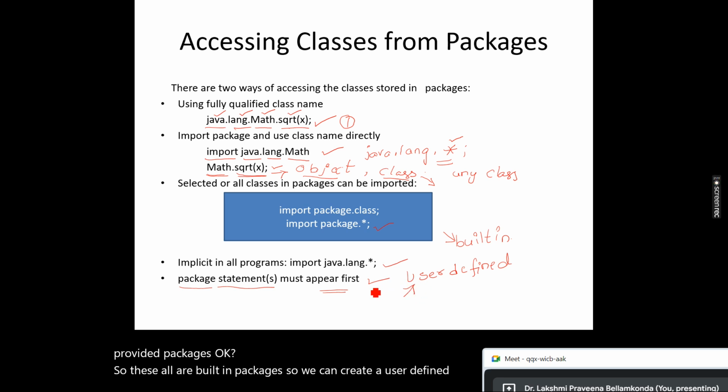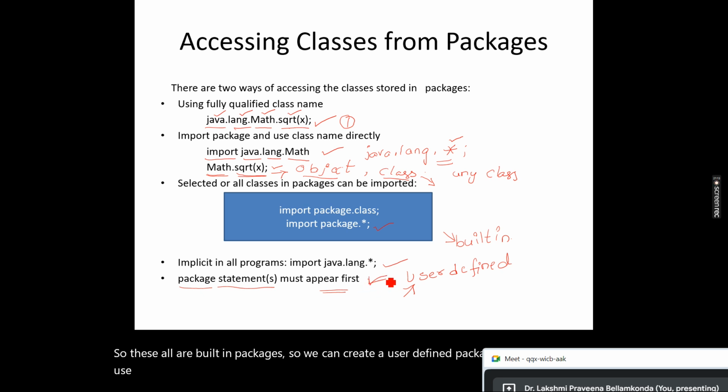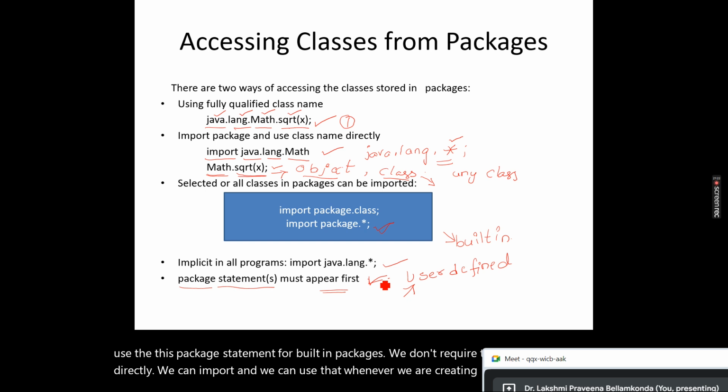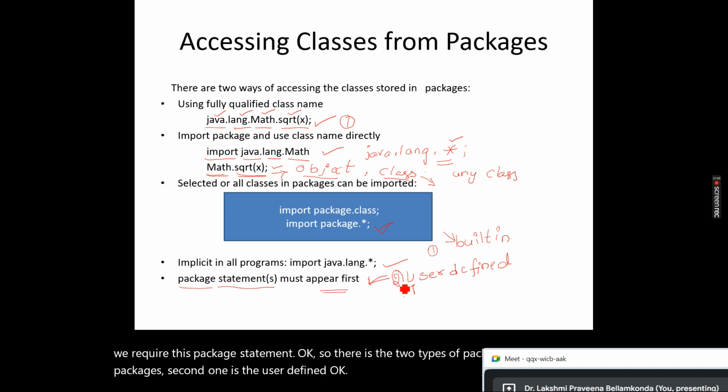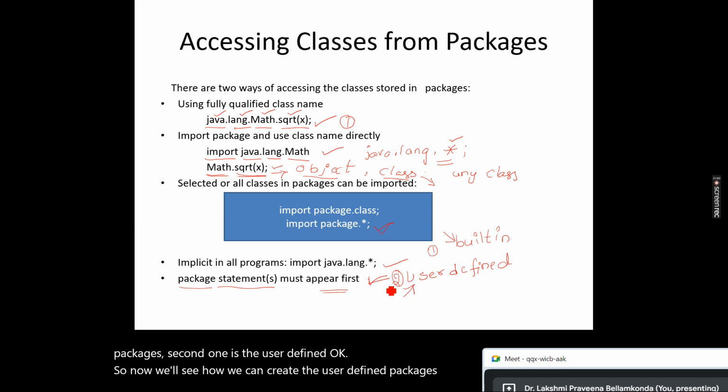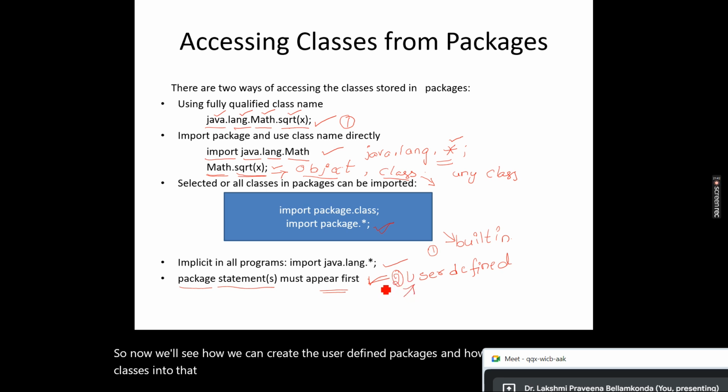For that we can use this package statement. For built-in packages we don't require the package statement; we can directly import and use them. Whenever we are creating our own packages, then we require this package statement. So there are two types of packages: one is built-in packages, the second one is user defined. Now we'll see how we can create user defined packages and how we can specify classes in that particular package.